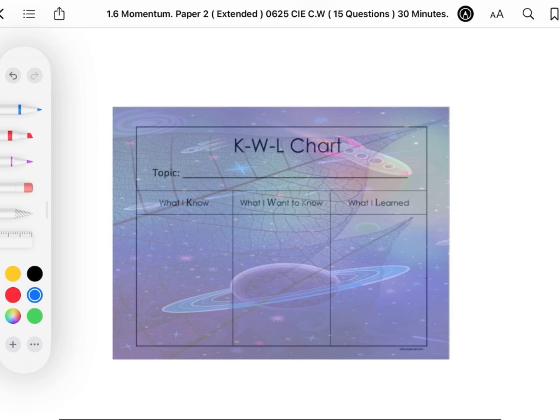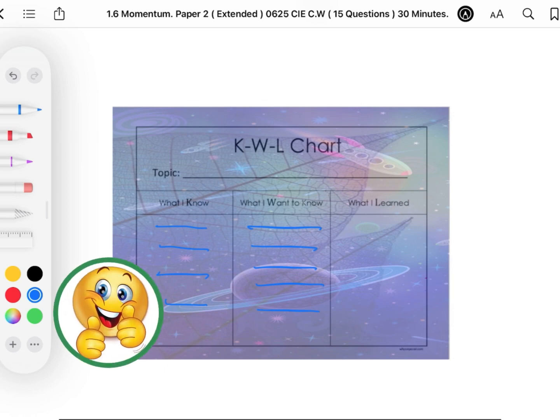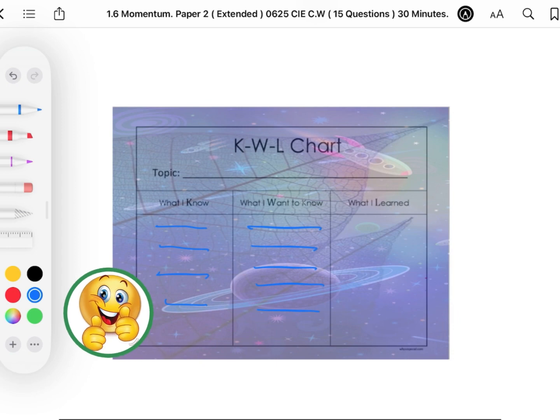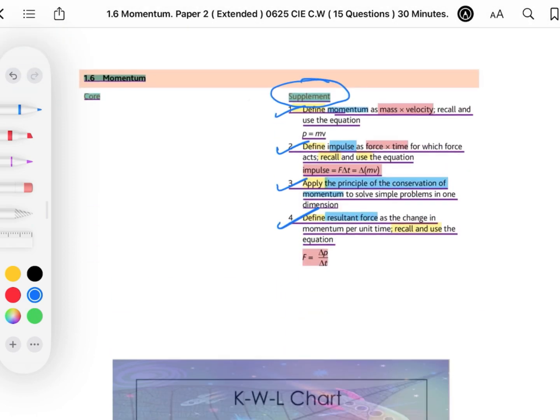Starting by our KWL chart, you will write down here what you know already about momentum, what you want to know about momentum. For example, is momentum a vector or scalar quantity, what are the equations used to calculate momentum, what are the units used to measure momentum, why it's important to know more about momentum, why is it important in our daily life. At the end, you will write here what you learned and check that all the points here are discussed.